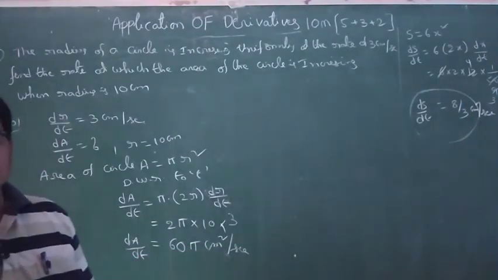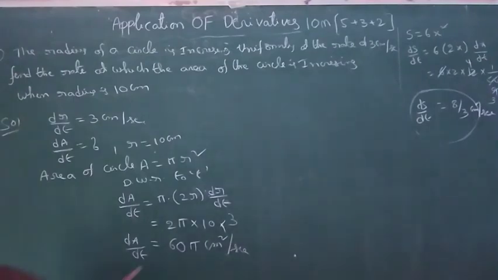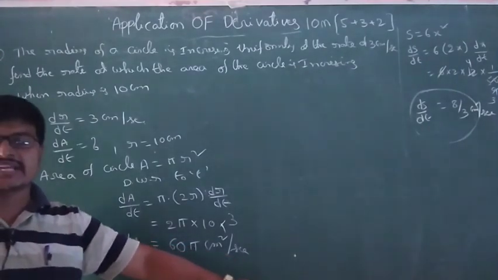Because area is centimeter square, volume is centimeter cube. Radius increasing rate is 3 centimeter per second. That's why the area increasing rate is 60 pi centimeter square per second.